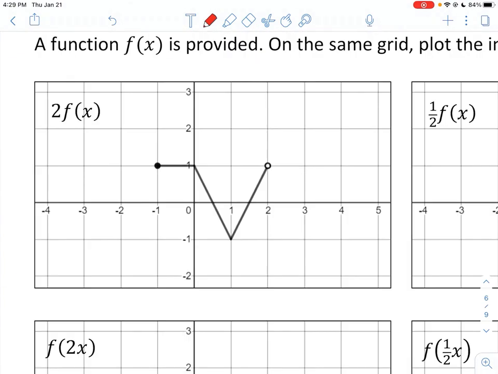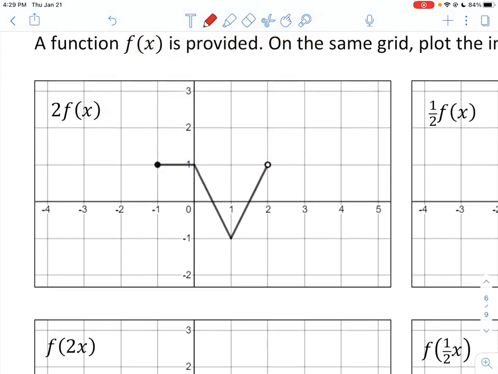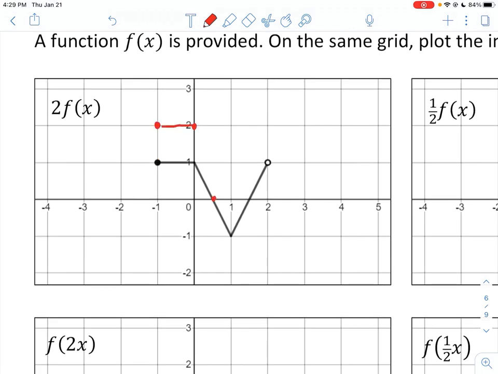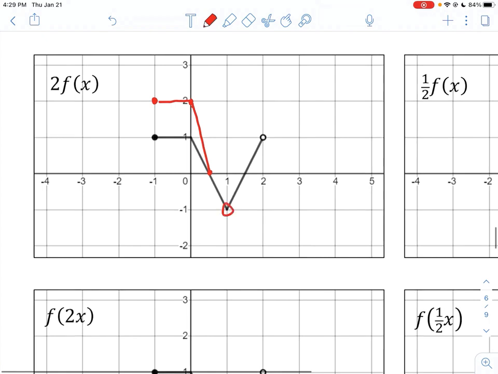If you double a function, this is the case of the vertical stretch. So every point will be twice as far from the x-axis as they used to be. This point here will now be right there. So we're still going to get a horizontal segment there. Any x-intercept is going to stay the same. This point here will be twice as far from the x-axis as it is now, so it's going to be down to -2. And then let's go ahead and complete this.